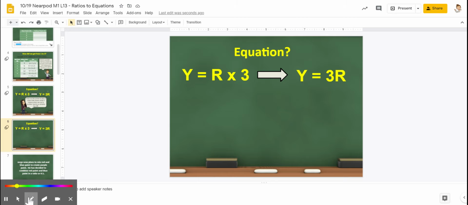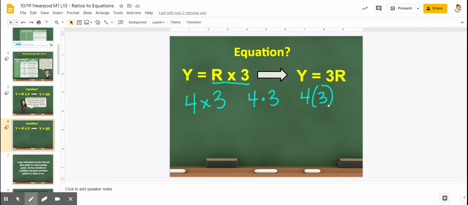When we show multiplication, we've always learned that we show it with a multiplication sign. So in this situation, this says r times 3. If I was looking at a number, I would say 4 times 3. There are several ways that you can write multiplication. You could also say 4 times 3. You can also say 4 parentheses 3. This is 3 different ways to show multiplication.